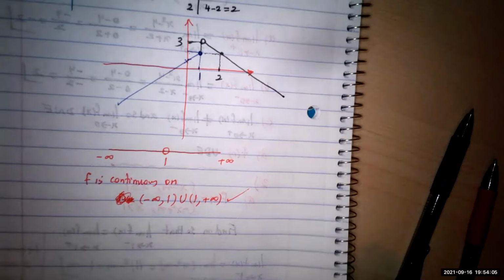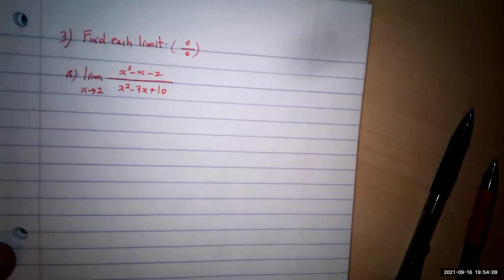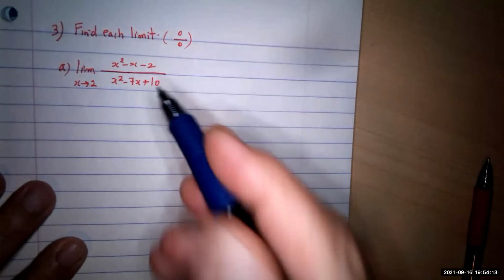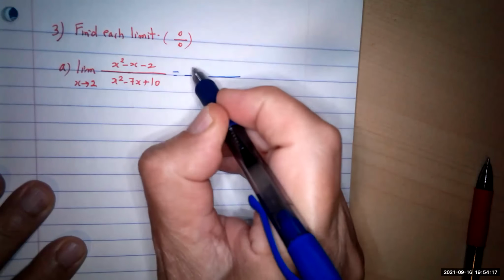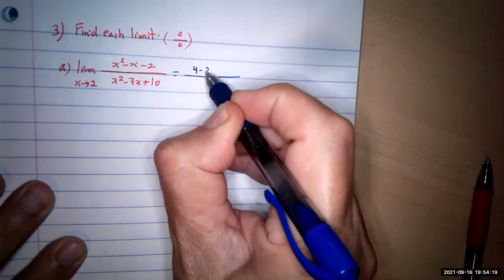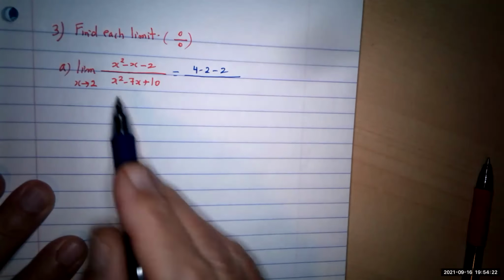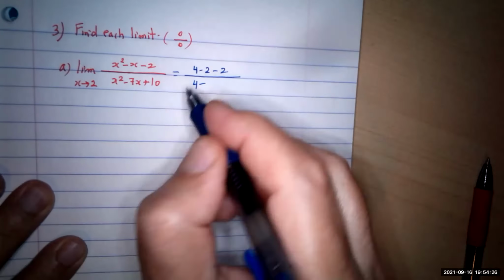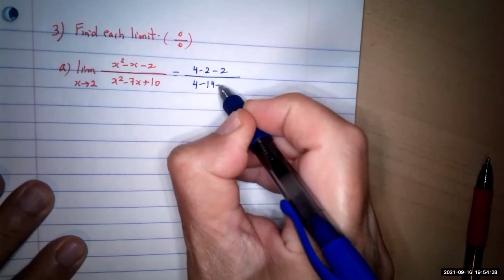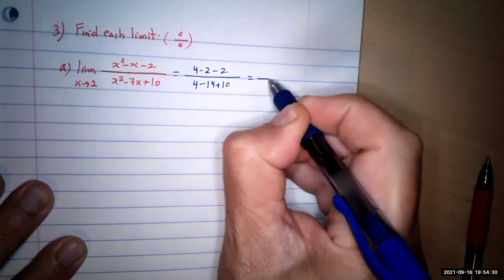So let's get back to these special limits. We substitute to see that it is going to be equal to 0 over 0. To confirm it, 2 squared would be 4, minus 2 minus 2, so that gives you 0. Over here, 2 squared would be 4, and minus 7 times 2 is 14, plus 10. As you can see, it's going to be 0 over 0.